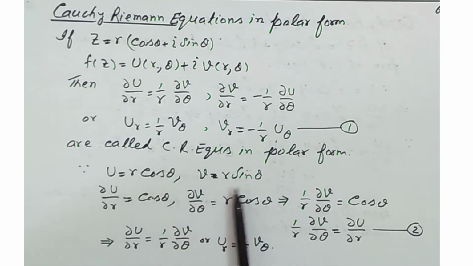So u equal to r cos theta, v equal to r sin theta. We differentiate this with respect to r. Derivative of r is 1, so partial u over partial r is cos theta. And partial v over partial theta: derivative of sin theta is cos theta, so partial v over partial theta equal to r cos theta. Dividing both sides by r, 1 by r partial v over partial theta is equal to cos theta. This is cos theta and this is cos theta. So partial u over partial r equal to 1 by r partial v over partial theta, which can be written as u_r equal to 1 by r v_theta.